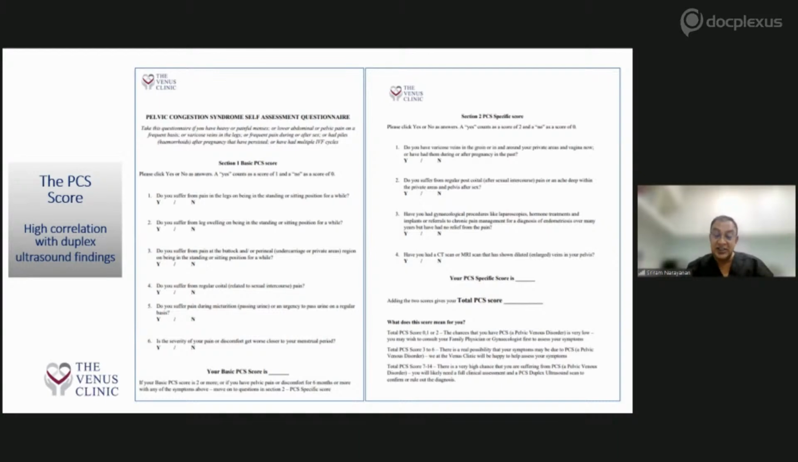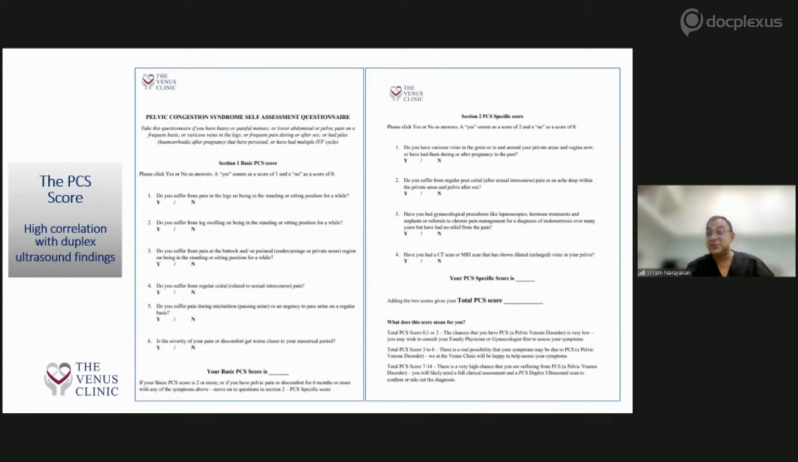The first 6 questions are given 1 point each. It is a basic PCS score, and it is not PCS specific or pelvic venous disorder specific. Do you suffer from pain in your legs on standing or sitting, or swelling, pain in the buttock or perineal region, coital pain, pain during micturition, that's passing urine, and is it related to your period?